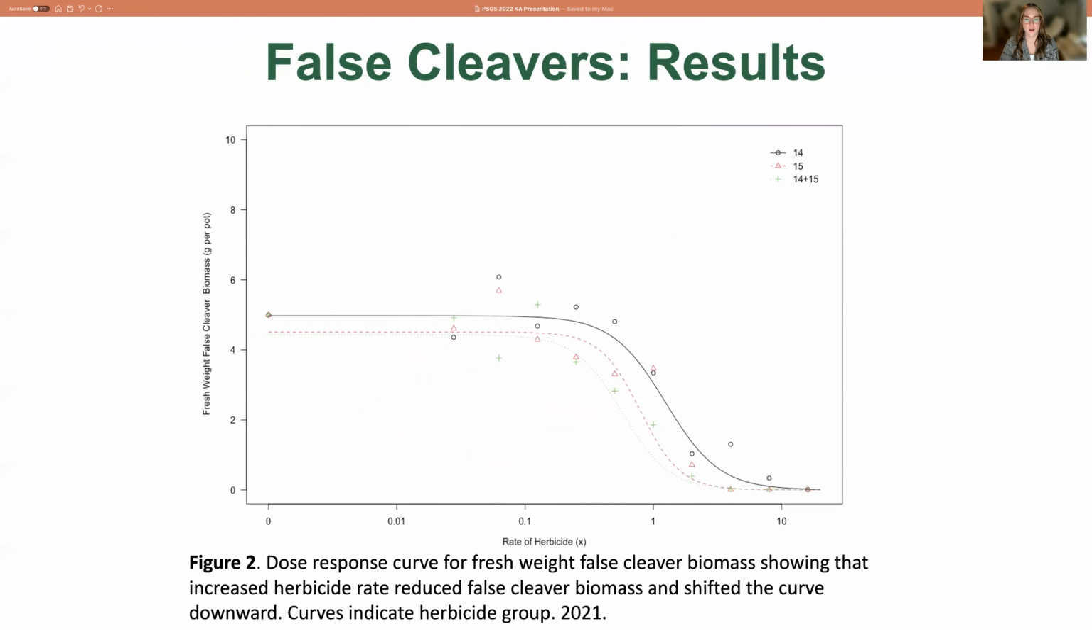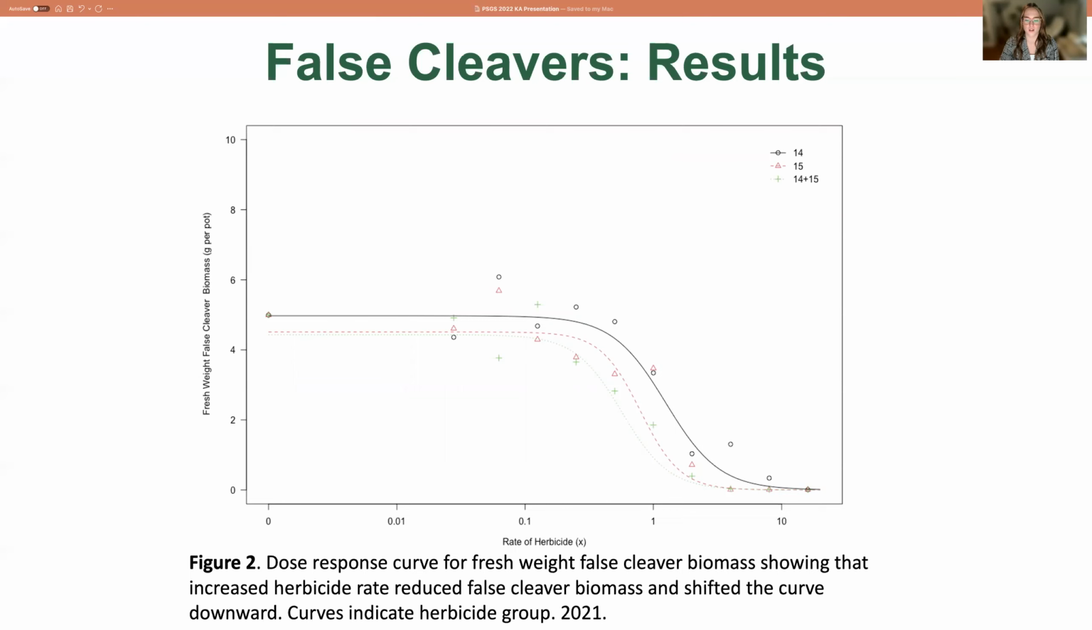For false cleavers, combining the group 15 and 14 herbicides resulted in the upper asymptote value decreasing, which indicates that less false cleaver biomass was present. Comparing all model parameters, the ED50 was found to be significantly different between group 14 and the combined, with a p-value of 0.004. All other model parameters were not significantly different between the herbicide groups.